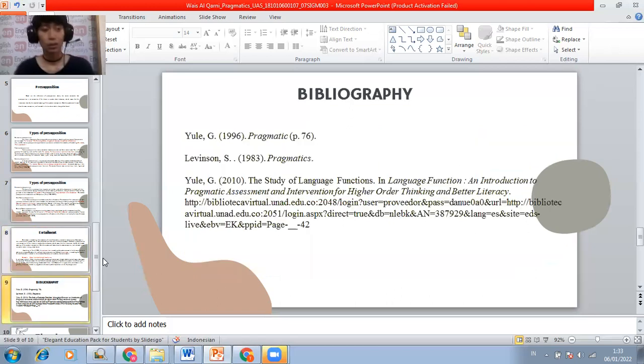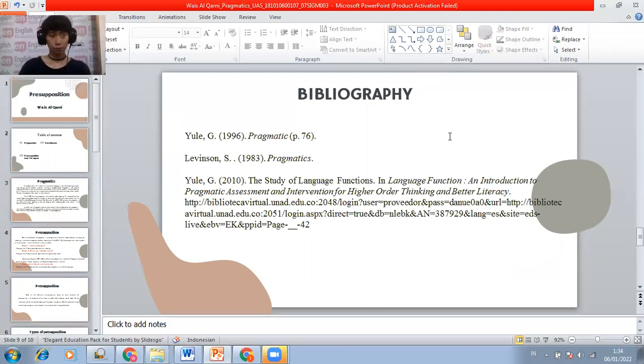Next, I'm coming to the end of my presentation, so here is the reference that I got from George Yule, 1996, Levinson, 1983, and George Yule again in the book The Study of Language in 2010. Okay, that's all from me. I hope the presentation went well and my explanation wasn't too dry.